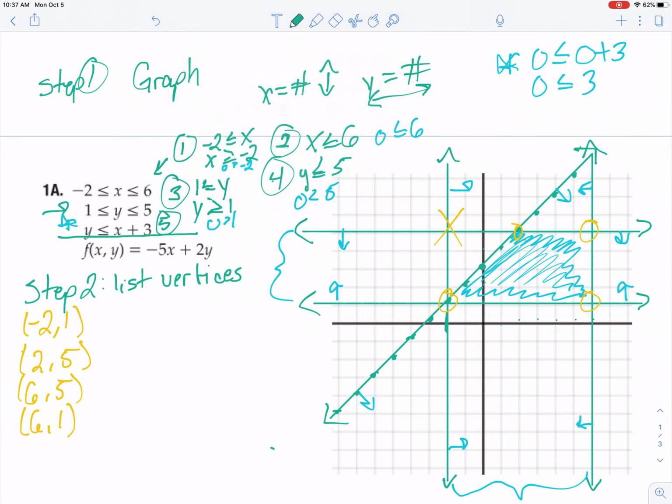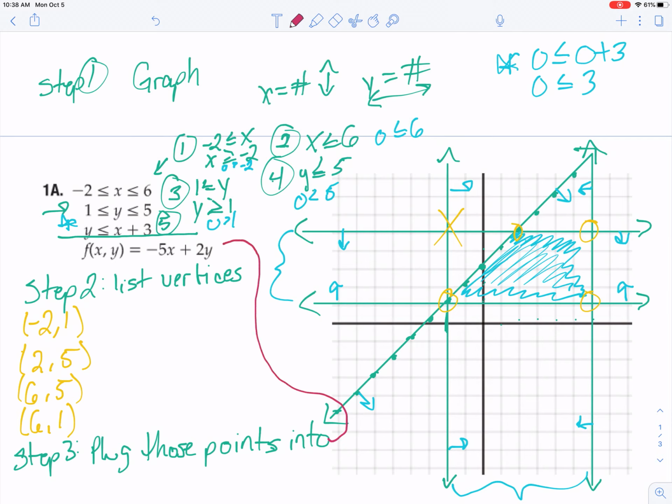Step 3. Plug those points into that function. So, if I plug in -2, 1, that's going to be -5 times my x, which is -2, plus 2 times 1. Can we do some mental math here? -5 times -2 is a positive 10, plus 2 is 12.